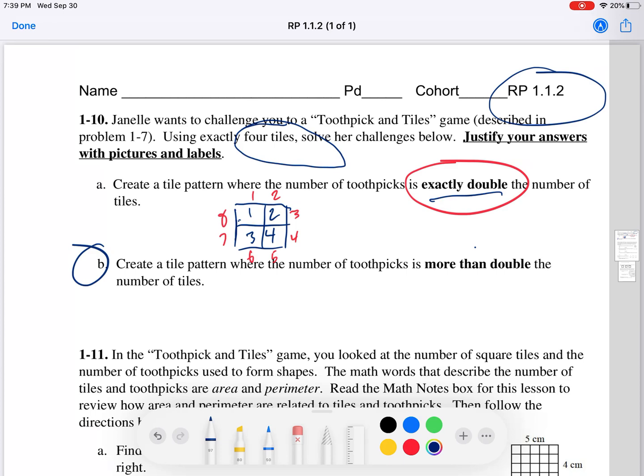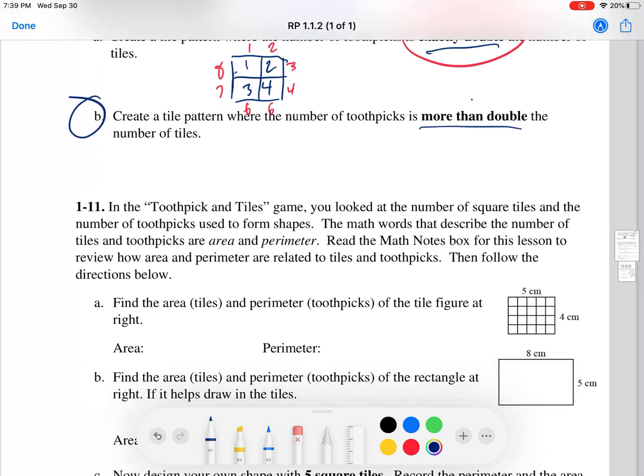Okay, so I need you to do that same thing for B with 4 tiles, but now you need to have more than double toothpicks, okay?